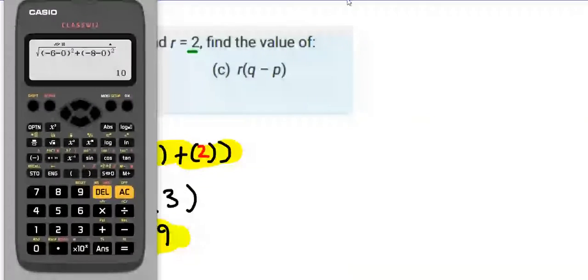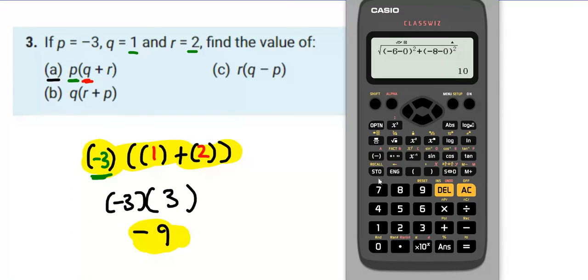If you're wondering about how to put it into the calculator, very easily. Open up a set of brackets, say -3. Open up another 2 brackets, put in 1 plus 2. And then close the brackets. And once again, you get -9 either way. Is that all right?